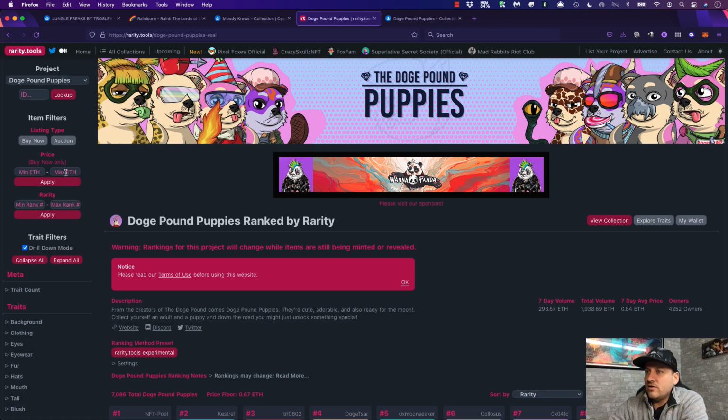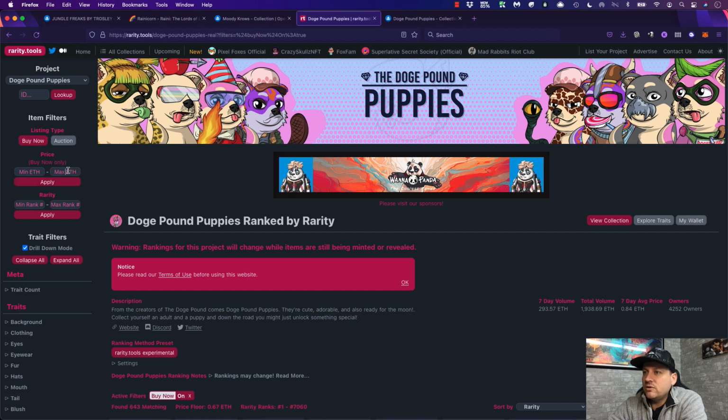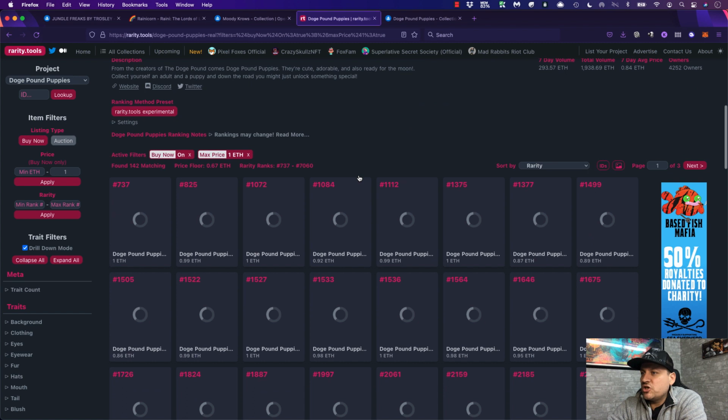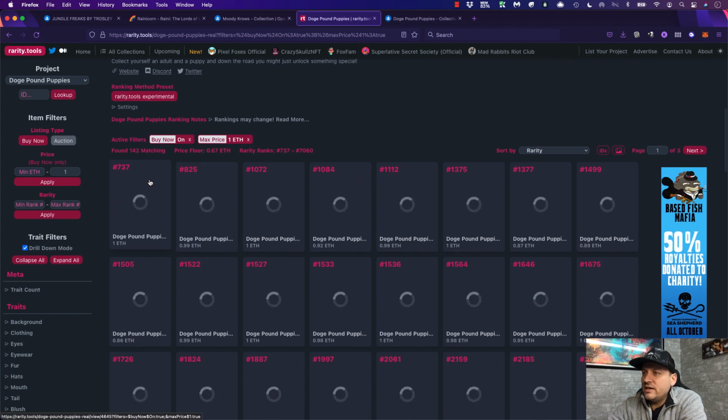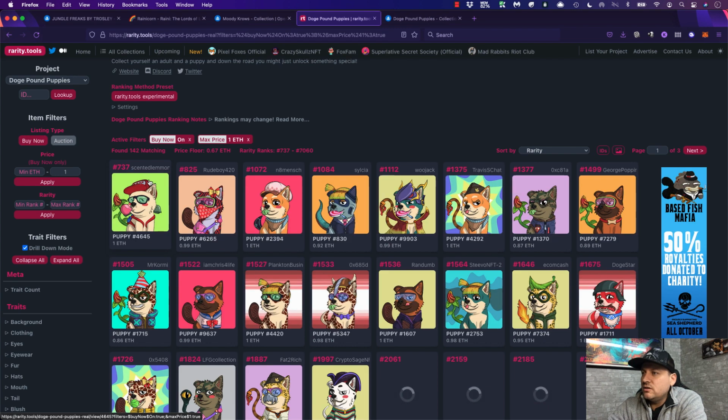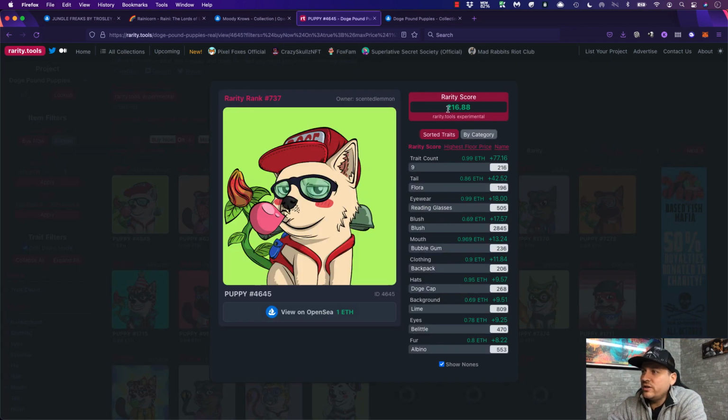Okay, and let's just say the most I want to spend would be 1 ETH or something like that. And I'm not going to mess with the rarity. I do want to do the buy now only, because I only want to look at those, and hit apply. And it's going to show me the best one for 1 ETH with the most rarity. So I can look at this one, let it pop up, and it's got a really good rarity score for only 1 ETH.